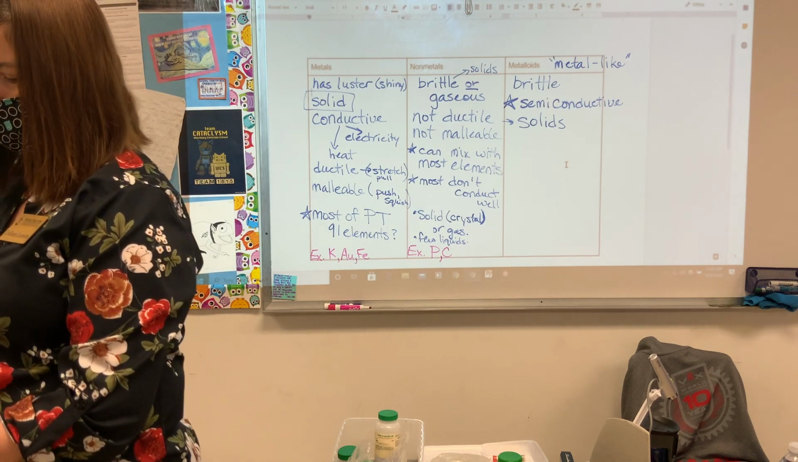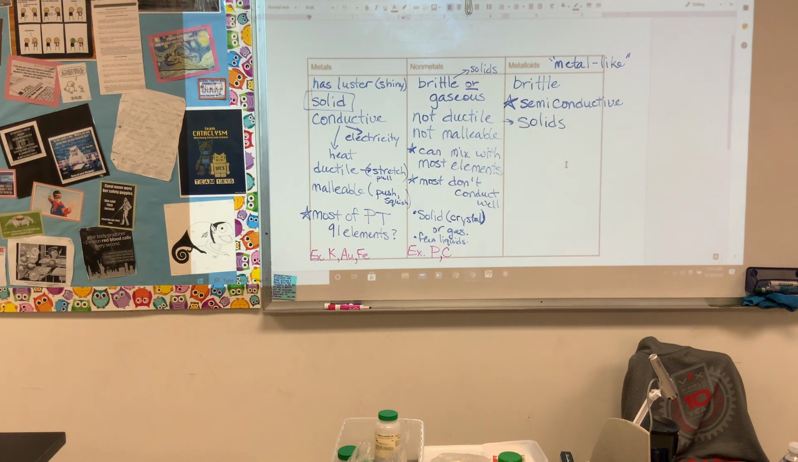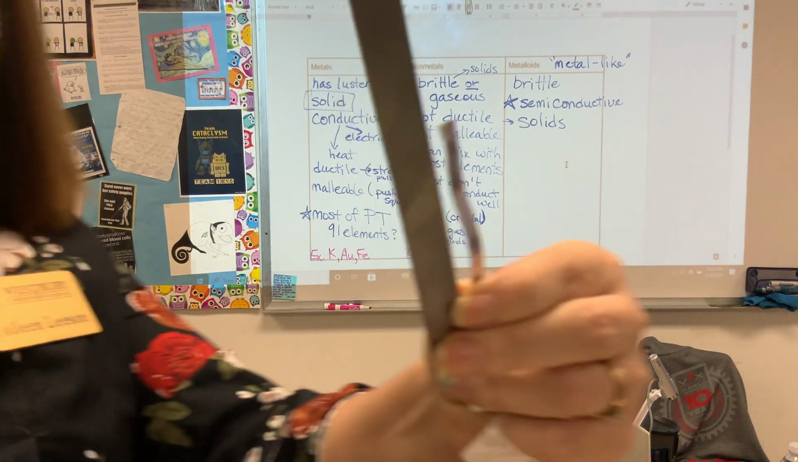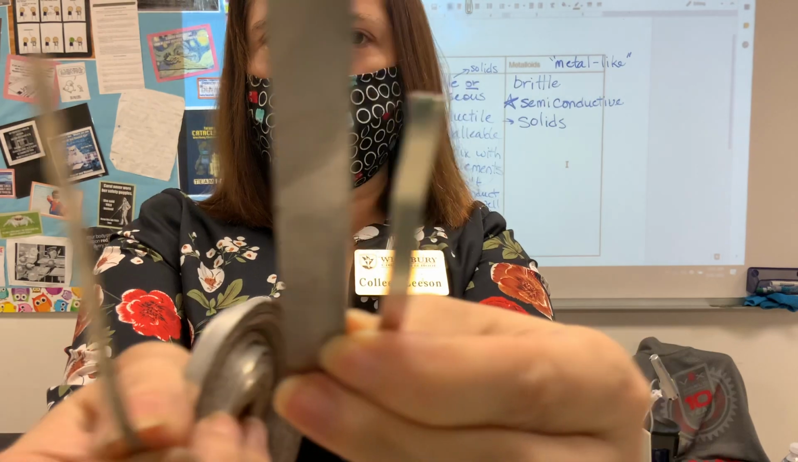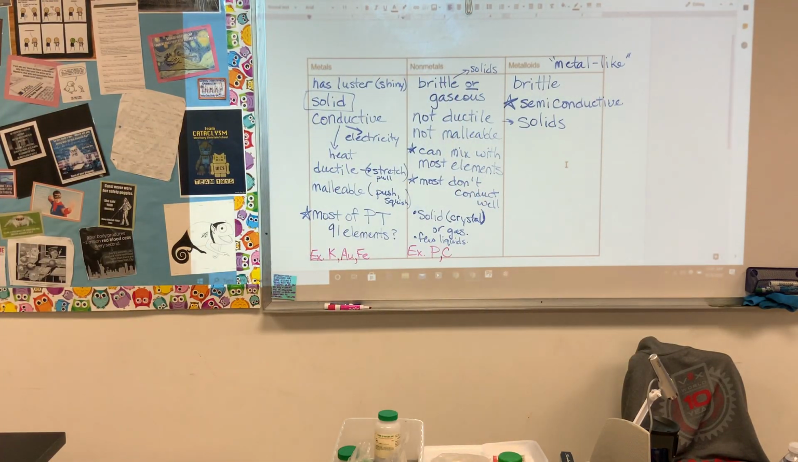No, I could not tell. They all look silvery, kind of gray. I could definitely bend them. So how can I tell the difference? What other characteristics would I have to look at?